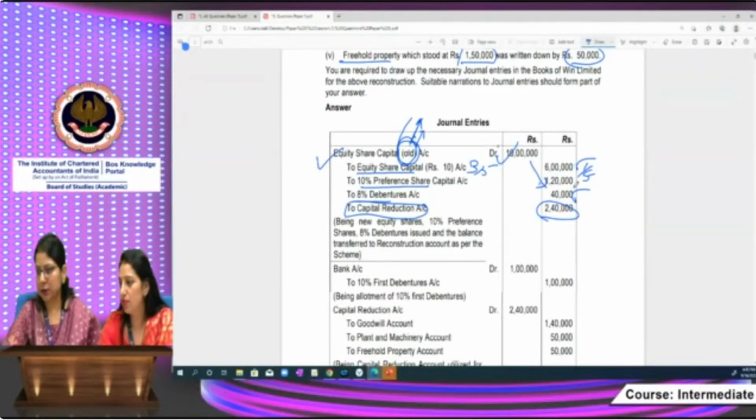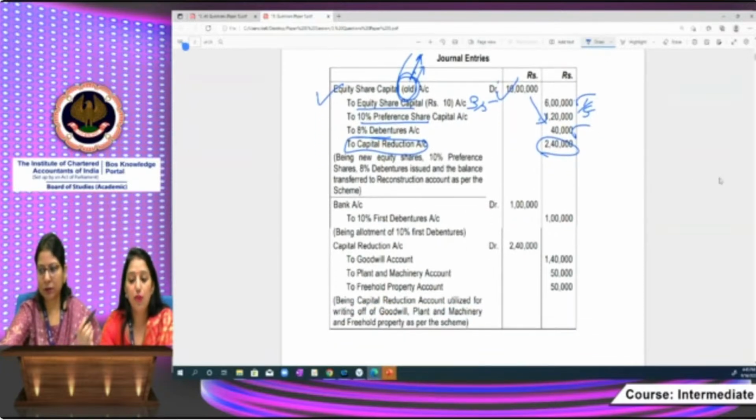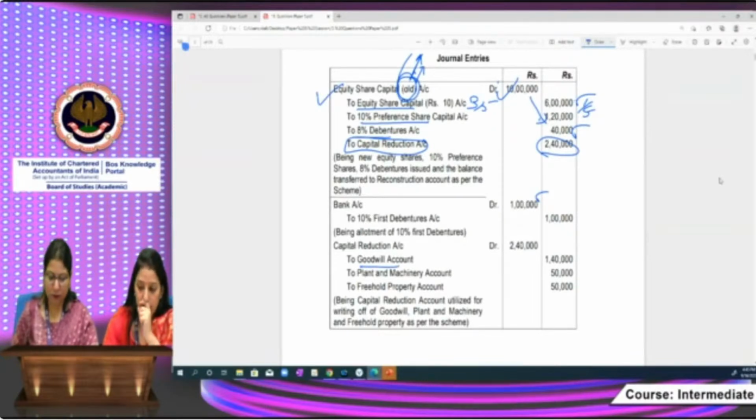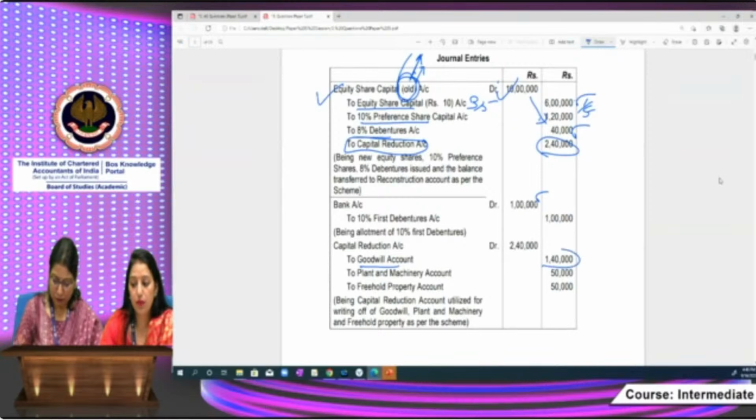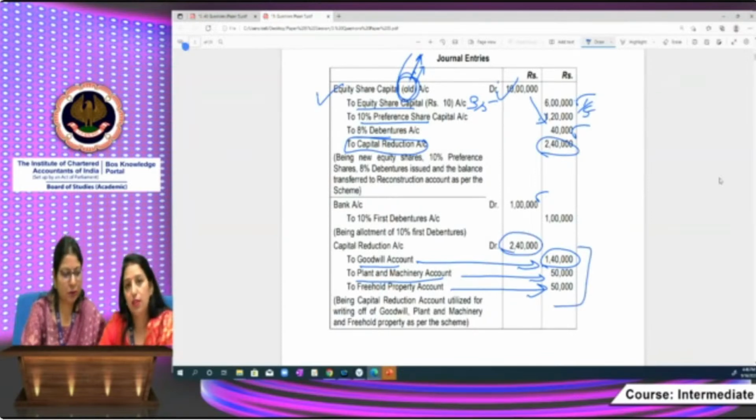Sandeep has calculated 60,000. Nagaraj has calculated 60,000. Very good. Now moving to the next one, the fresh issue of debentures. So bank account debit to 10% debentures, 1 lakh. Now the company has decided goodwill will be written off. The amount was given, to goodwill account. Plant and machinery account will be reduced by 50,000 and freehold property will be reduced by 50,000. The balance of this will go to the capital reduction account.